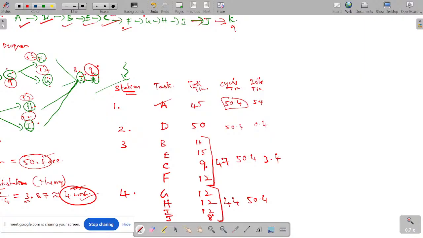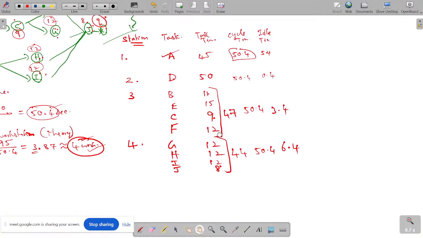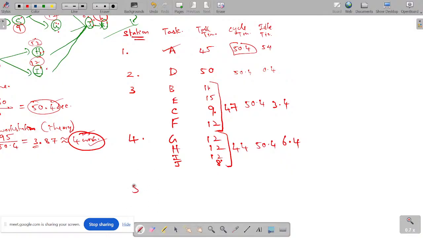So we will cap the time. Okay, so what's the idle time here? 6.4. Okay, then at last, I am in need of a workstation for K alone, and here it is 9. So what is my idle time? 41.4.